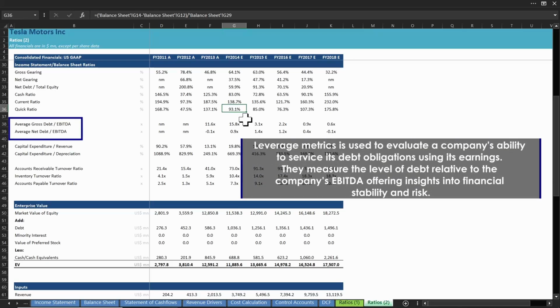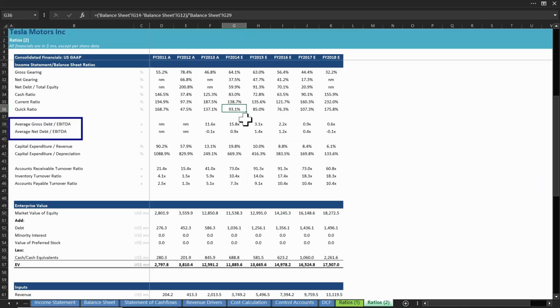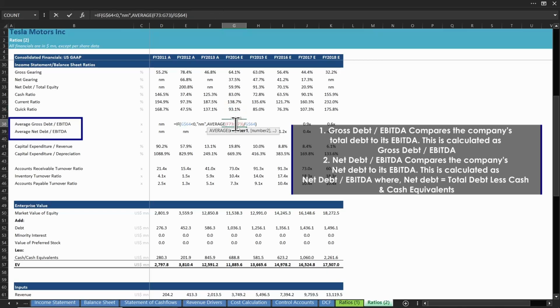Leverage metrics are used to evaluate a company's ability to service its debt obligations using its earnings. They measure the level of debt relative to the company's EBITDA, offering insights into financial stability and risk. 1. Gross debt by EBITDA compares the company's total debt to its EBITDA. This is calculated as gross debt by EBITDA. 2. Net debt by EBITDA compares the company's net debt to its EBITDA. This is calculated as net debt by EBITDA, where net debt equals total debt less cash and cash equivalents.